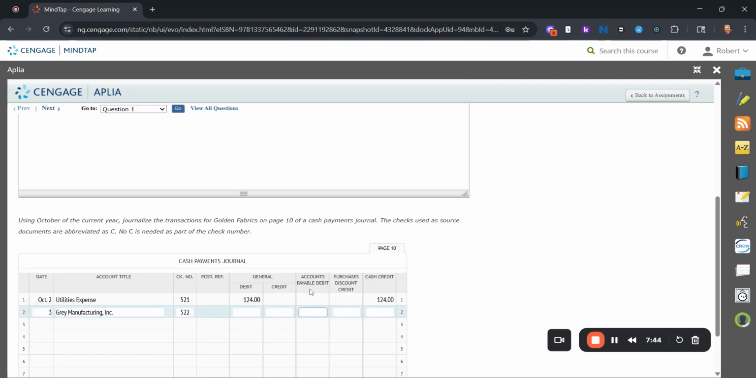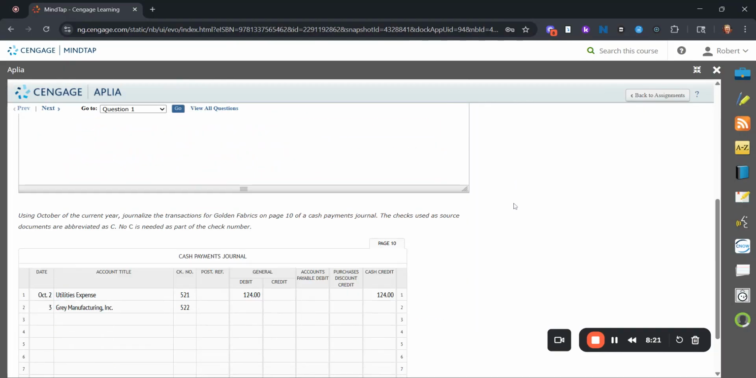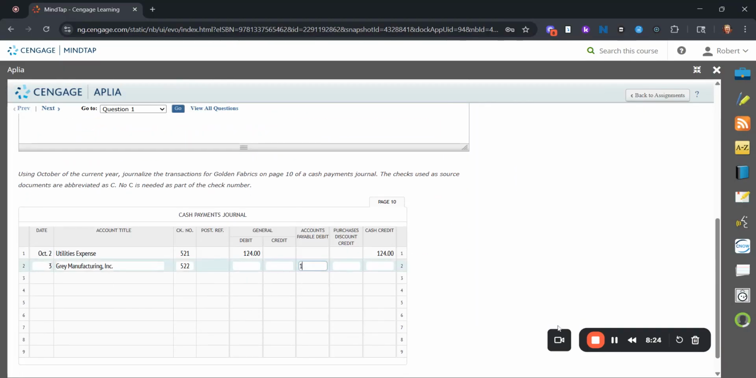Okay, so now we're going to use this column accounts payable debit. We're not going to use the general columns because this is an accounts payable specific account on an accounts payable ledger. We have our own column for those types of accounts. So we're going to use the accounts payable debit. And once again, this is going to decrease the amount that's owed for the account payable. So the total that was owed for the account was $1640. So we'll put $1640 here.